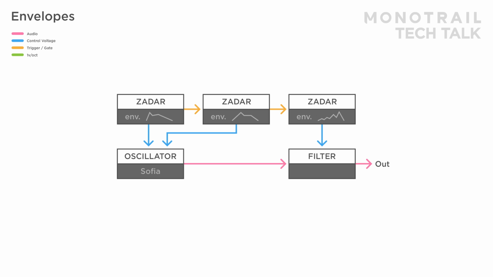Having all these envelopes is great for drone and self-playing patches as well. Here is a similar setup, but without a sequencer. The 3 envelopes are set to be chained in a loop, so effectively the last one is triggering the first in the chain.